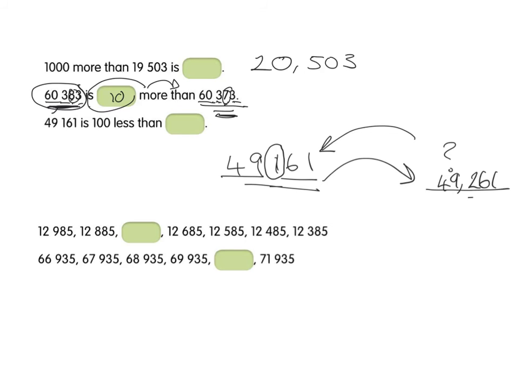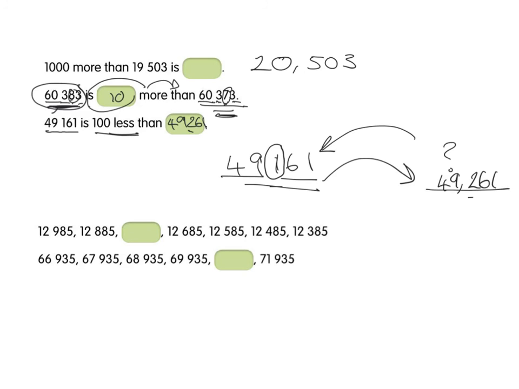So let's double check that, because it says less, but the example I just did it in the other direction. So now we're going to go back and check. Is 49,161 100 less than 49,261? Yes, it is. Okay, 2 more examples.